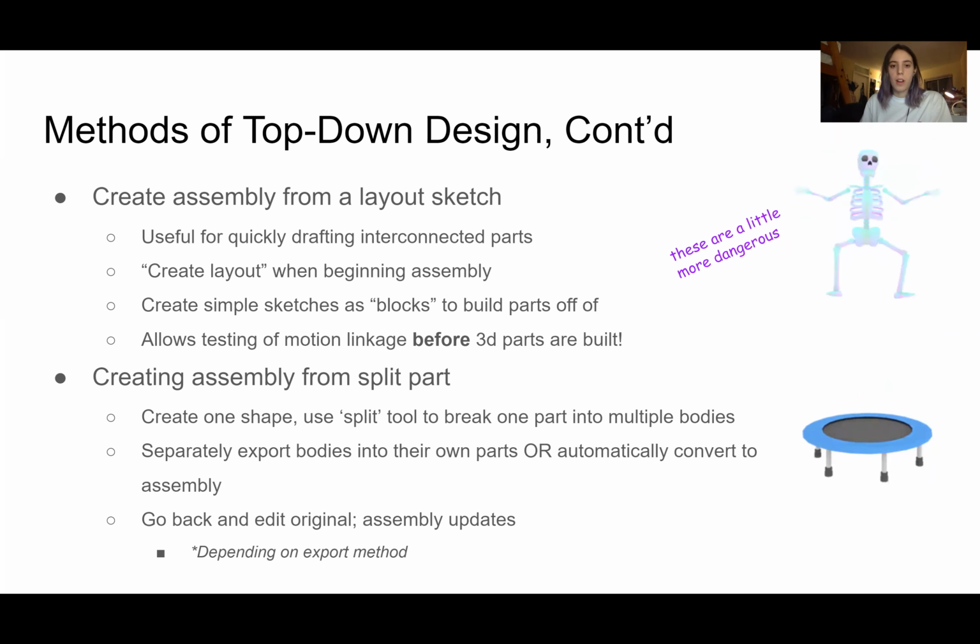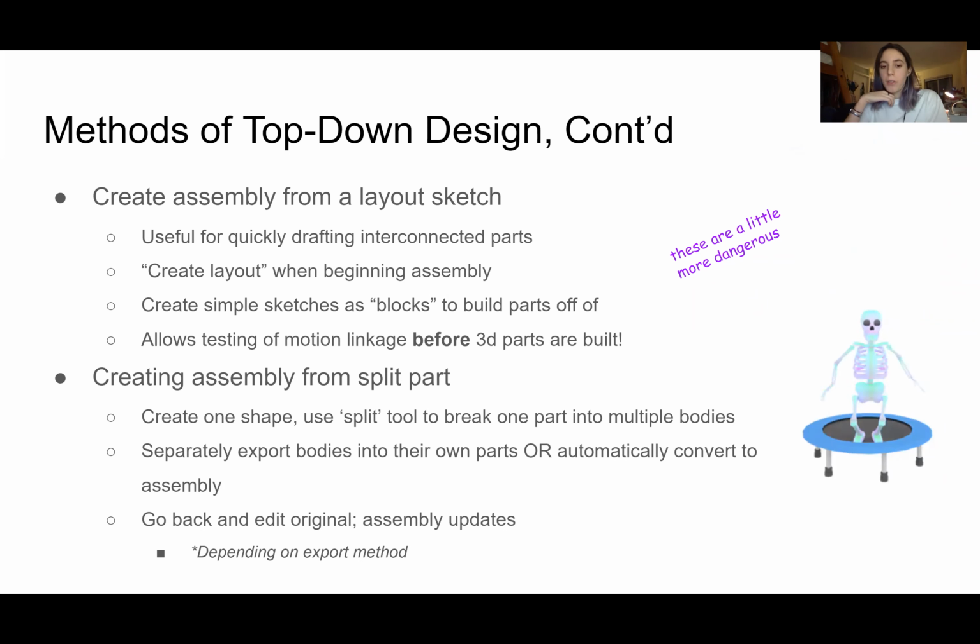Basically, there's an option when you create an assembly to create a layout. You sketch all of your parts and export them as blocks, which is kind of like a part or an assembly. It's a different file type within SolidWorks. And then when you have the blocks, you can link them together and move them as if they were 3D parts before you actually build them. And that's an interesting way, depending on what kind of thing you're working with.